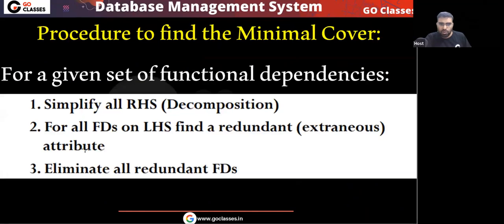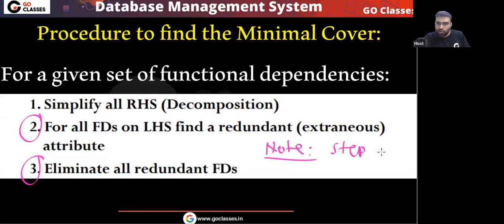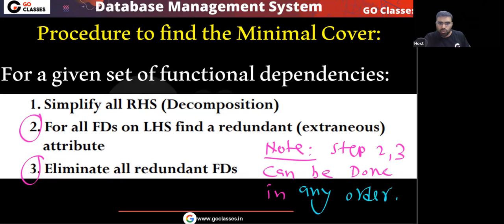So remember here also, this is a note: steps 2 and 3 can be done in any order. Is this clear? In any order. So you can mix also, if you want.